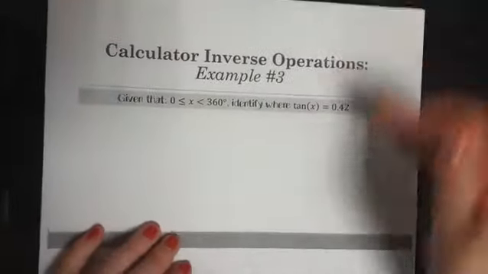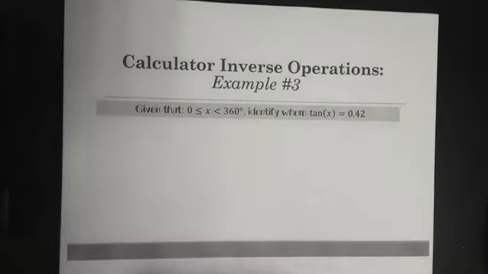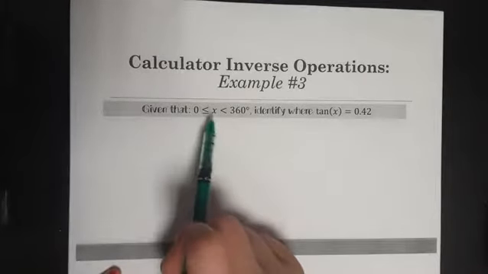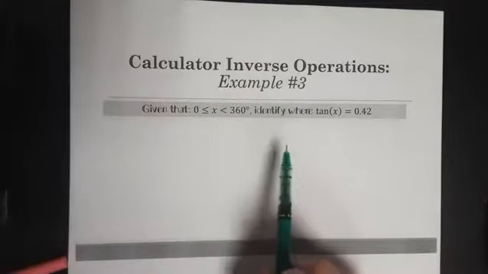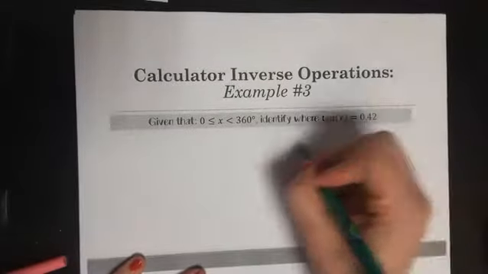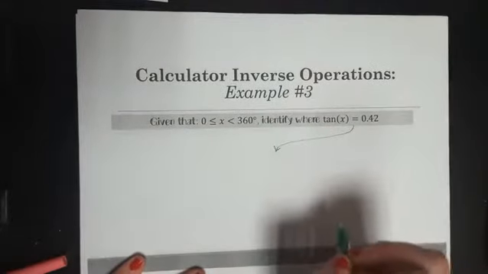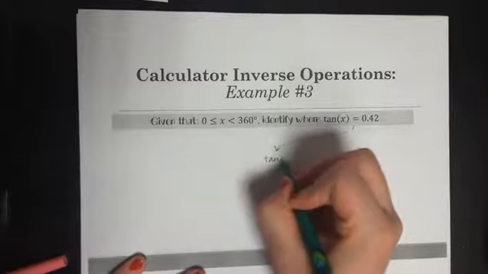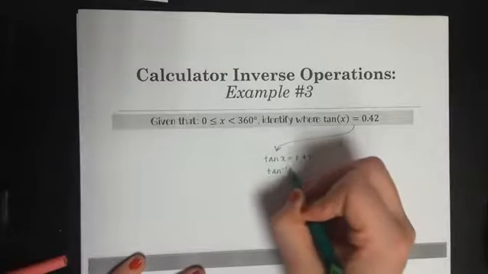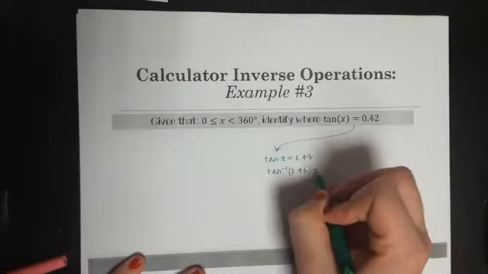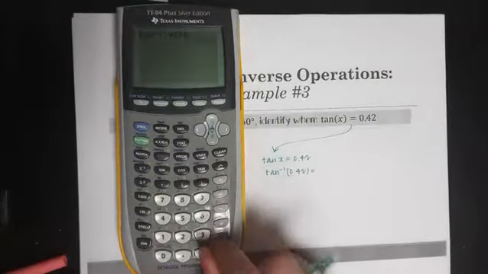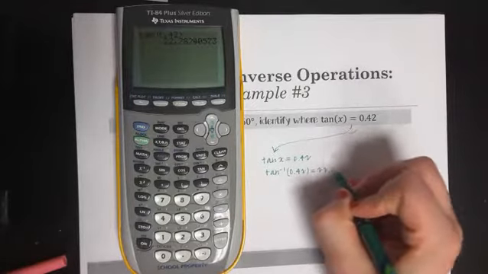Let's try another one. And after you see about 5 or 6 of these, they really become like second nature, the work that we're doing. Here, this says, given that x is in between 0 and 360 degrees, identify where the tangent of x is equal to 0.42. So that means I'm working in degrees and I'm going to have 2 solutions. If my tangent of x is equal to 0.42, then the inverse tangent of 0.42 will give us the angle x that we're looking for. So we come on over to our calculator, inverse tangent, 0.42, and we get 22.78 degrees.